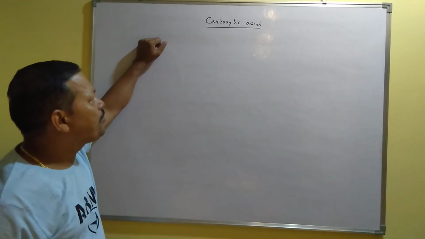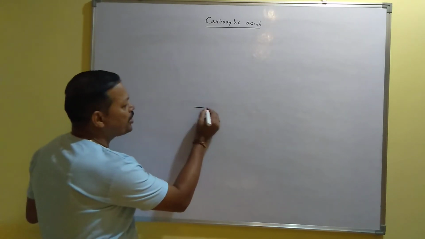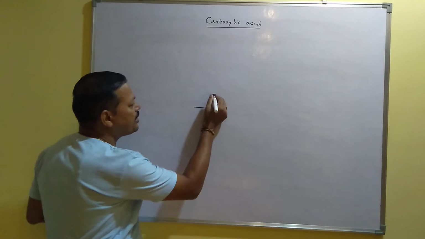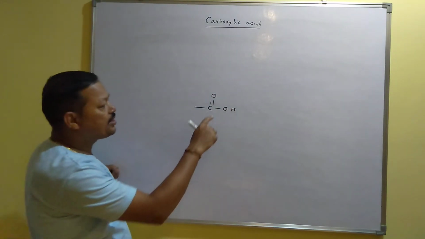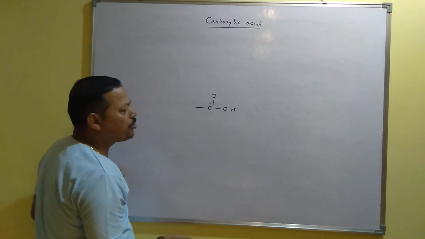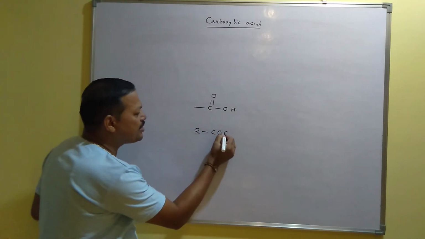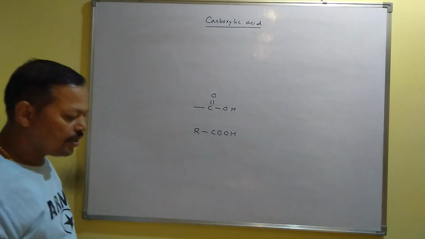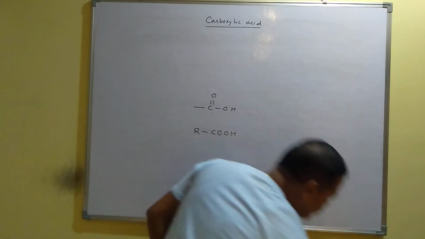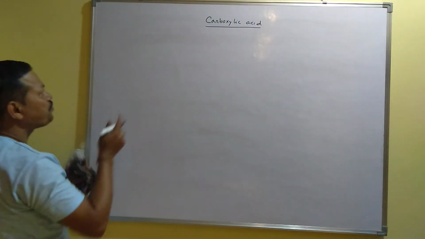Aldehyde and ketone you have already done. So carboxylic acid means those organic compounds which contain COOH as the functional group. Those compounds which contain the COOH group are called carboxylic acids, and the general formula of carboxylic acid is written like this: RCOOH. We'll start from the nomenclature, I mean from naming.